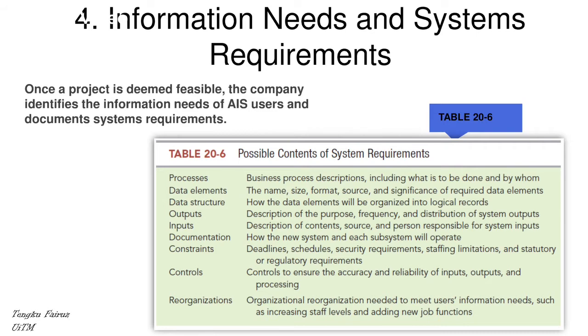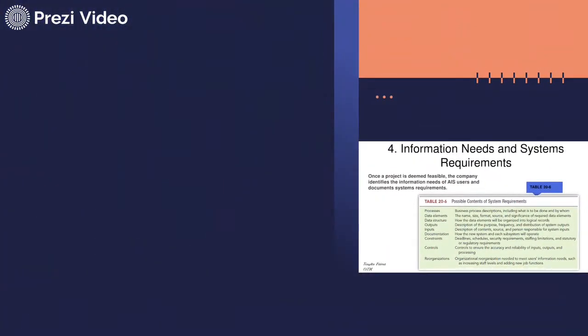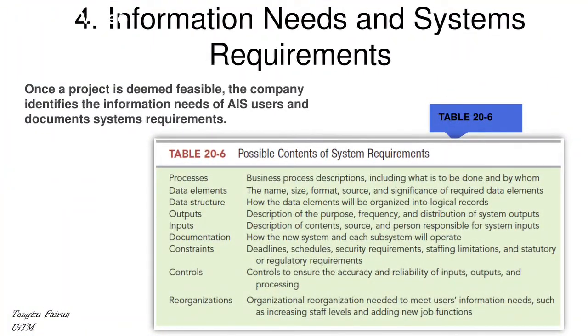Step number 4 in the system analysis is information needs and system requirements. Once the project is deemed feasible, the company will identify the information needs of the accounting information system users and document the system requirements. If you refer to table 20.6, those are the possible contents of the system requirements.